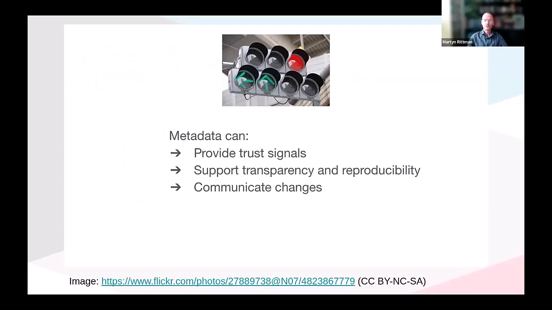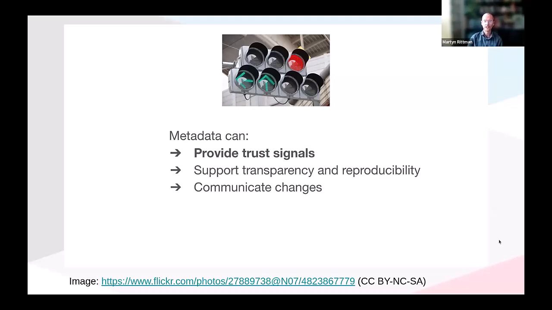And I want to just go through three things that metadata can support in this area. So one is about providing trust signals, second about supporting transparency and reproducibility, and the third about what happens when things do need updating and they do need changing, how do those changes get communicated? And I'm just going to go through each of these one by one.